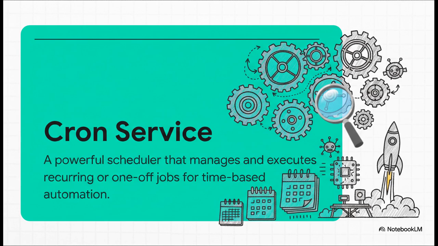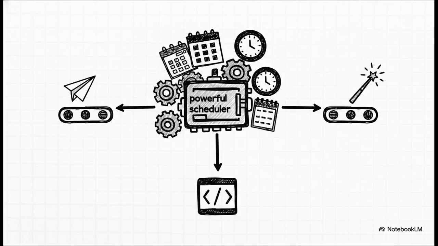Now, if the heartbeat is the simple alarm clock, the cron service is the full-blown mission control scheduler. This is for when you need more complex, precisely timed, recurring jobs. This thing uses standard cron expressions, so you get all that power and flexibility to schedule tasks for, say, every single Tuesday at 3:15 in the morning. And the most important part is that a cron job can trigger any action the agent can perform. It can run a shell script, send a message, execute a custom skill. This is where the serious automation potential lies.